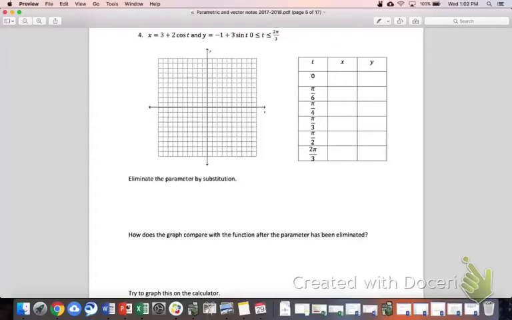Okay, so we're all there, right? This is the one we're working on? Okay, awesome. Give it a few minutes here so you can get that graphed. Let's see, that'd be about.